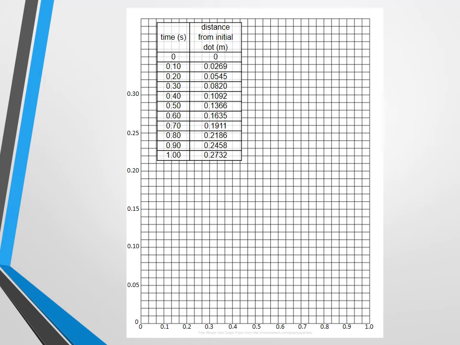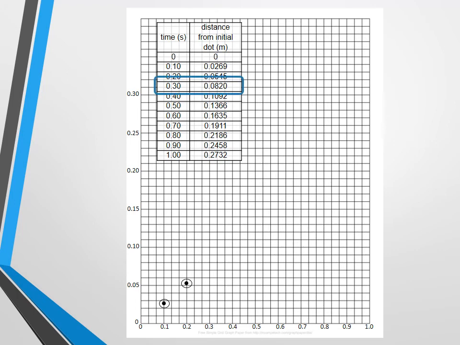Now I'm going to plot my data points. So I'm going to start with 0.1 and 0.0269. So I go over to 0.1, and then I go up to 0.01, 0.02, close to 0.03, and I make a dot and I circle it. Now I'm doing 0.2 and 0.0545. So I go over to 0.2, and then I go up to 0.01, 2, 3, 4, 5, right between 0.05 and 0.06, make a dot and I circle it.